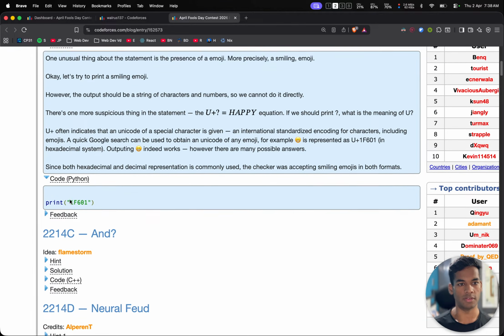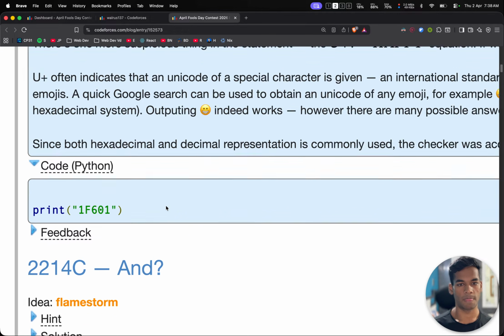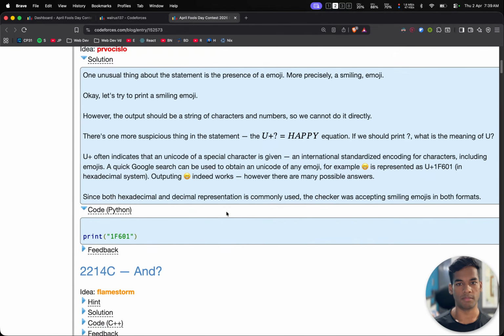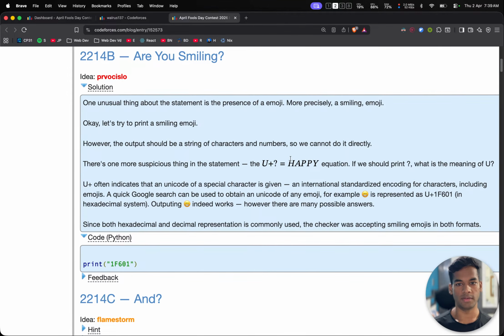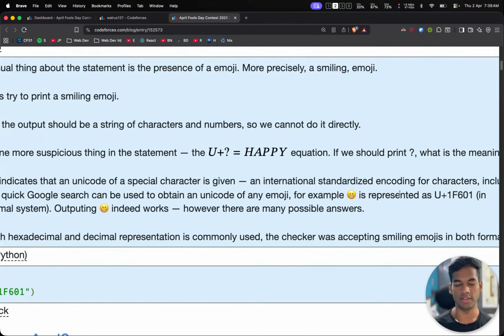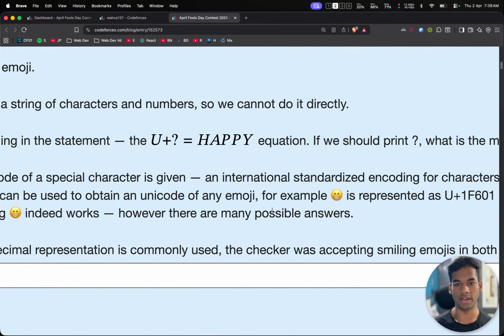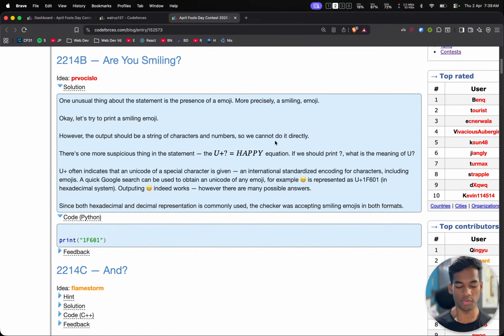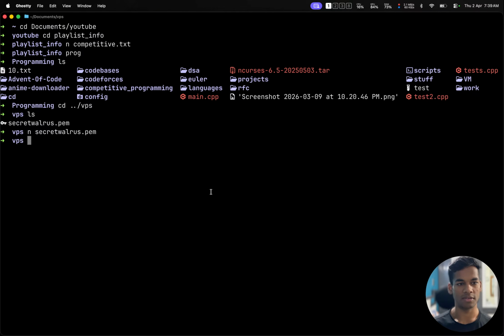Shit, so we just... Oh, shit. Okay. We just had to print out not the emoji itself, but its Unicode representation. That is something.